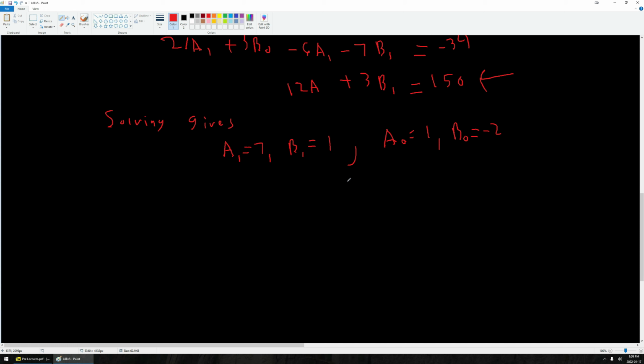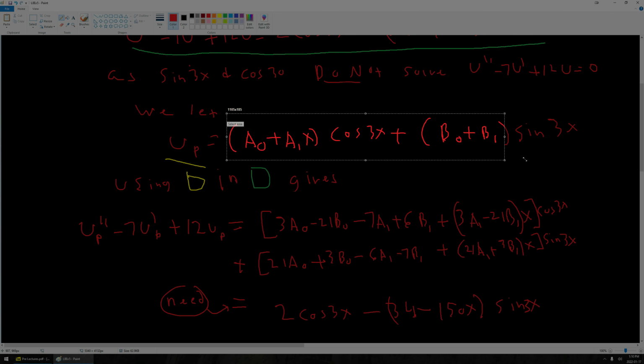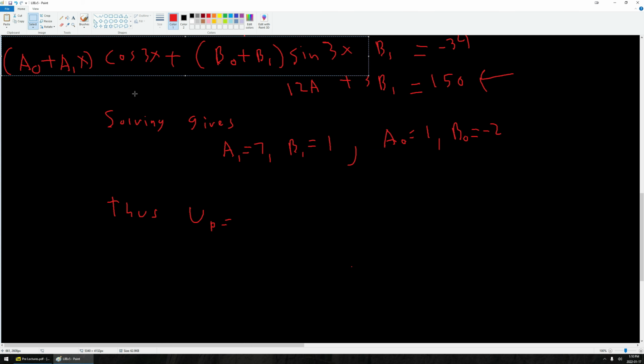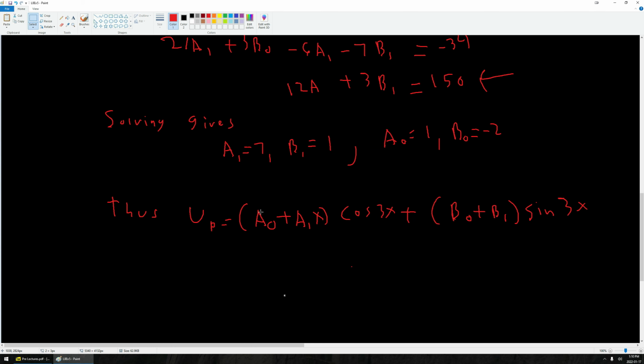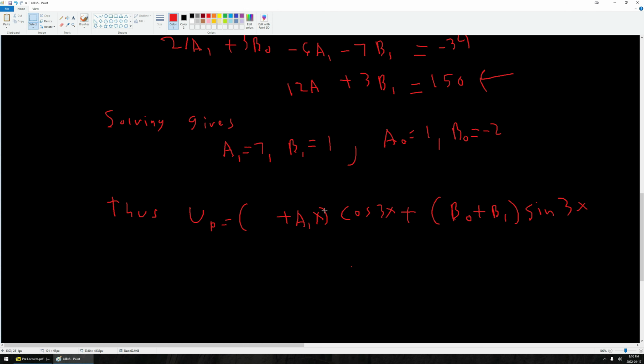Okay, so now from here, we can say thus, my u sub p would need to be the thing that I made the ansatz of up here, where I have those coefficients. So just reusing some of the text here, this would simply be this expression here, where I replace these terms. A naught was 1, so I put it in. A1 was 7, so I put it here. B naught was minus 2, and B1 is 1.